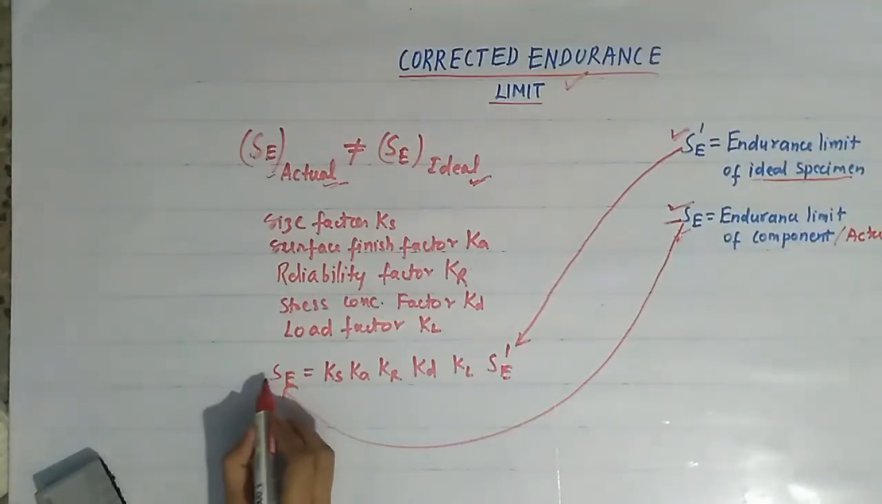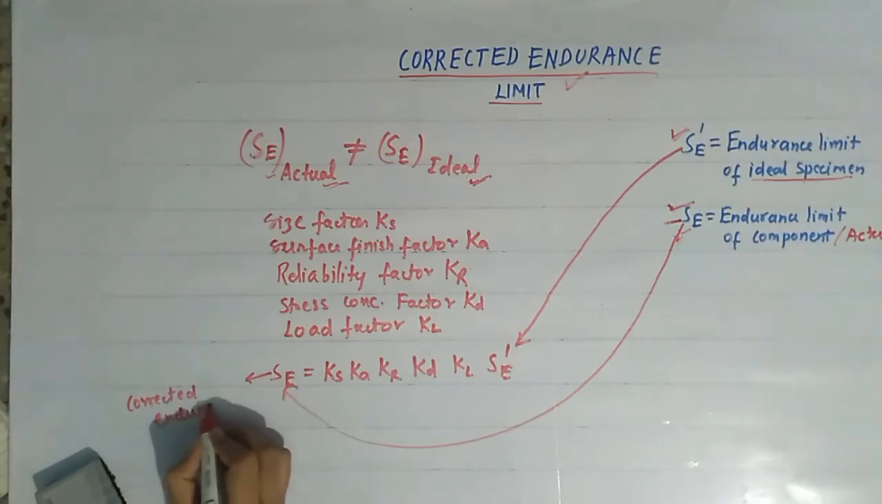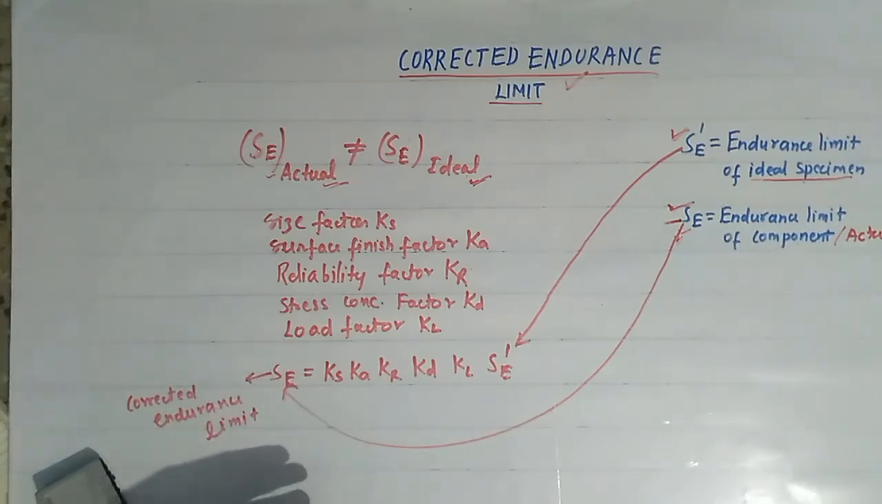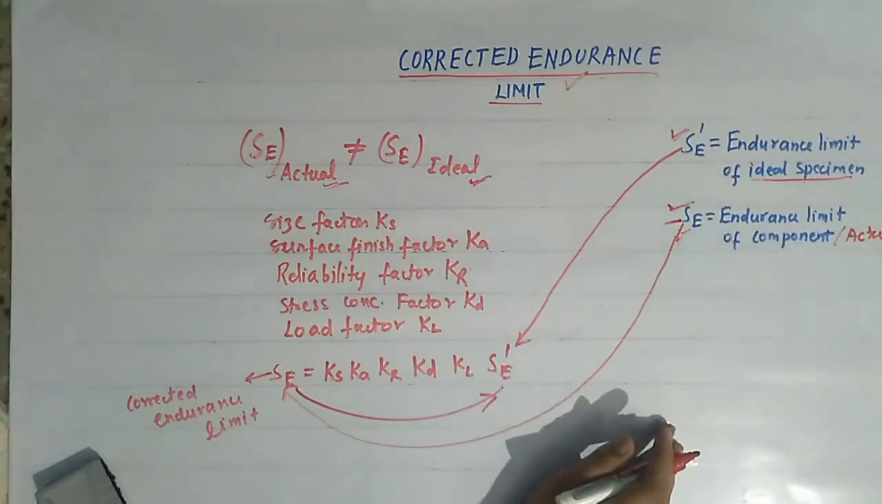So this endurance limit Se of the actual component is called the corrected endurance limit. This is the corrected endurance limit. So we can see that the corrected endurance limit can be found in terms of the endurance limit of the material, which is obtained from the fatigue testing machine using the rotating beam test. So this was all for this topic.